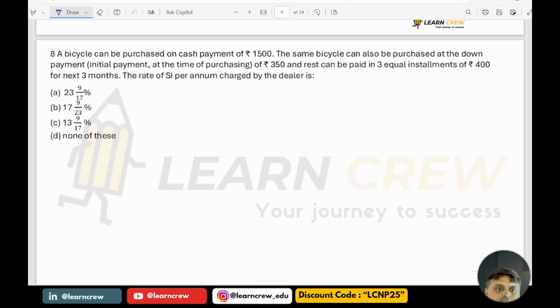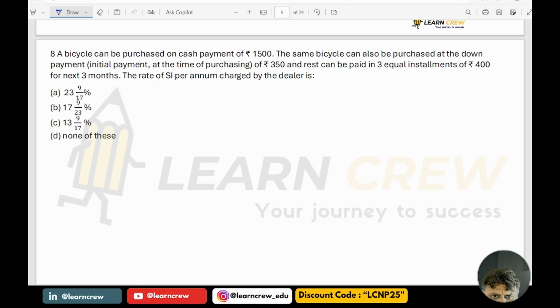Next, a bicycle can be purchased on cash payment of 1500 rupees. The same bicycle can also be purchased with a down payment, an initial payment at the time of purchase, of 350 rupees, and the rest can be paid in three equal installments of 400 rupees each in the next 3 months.